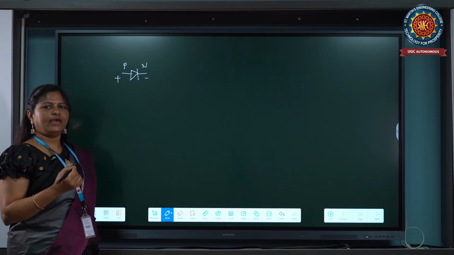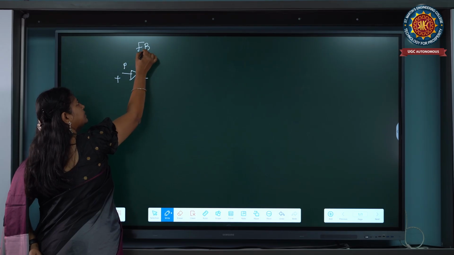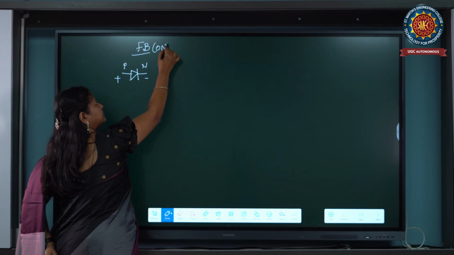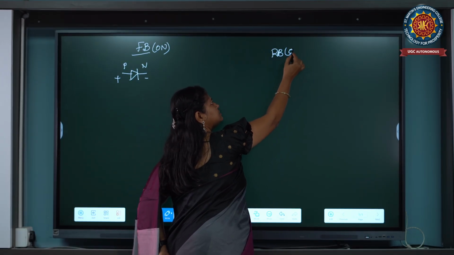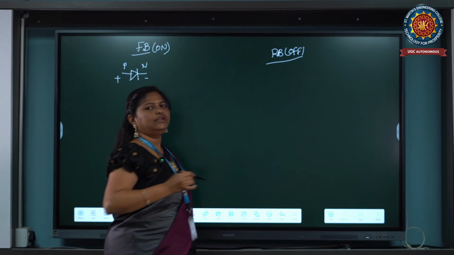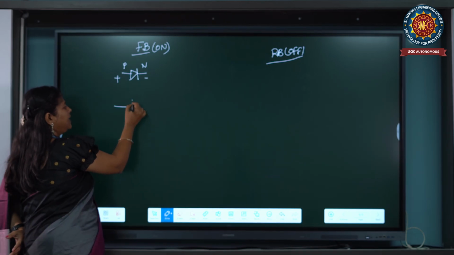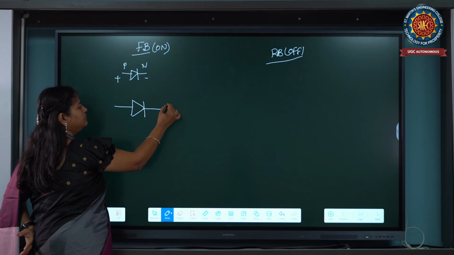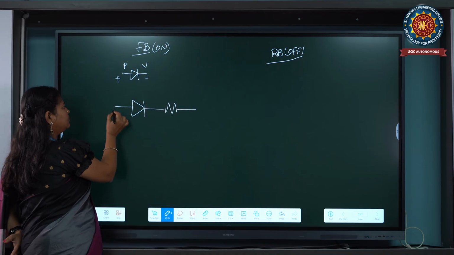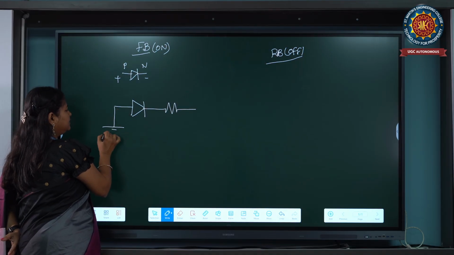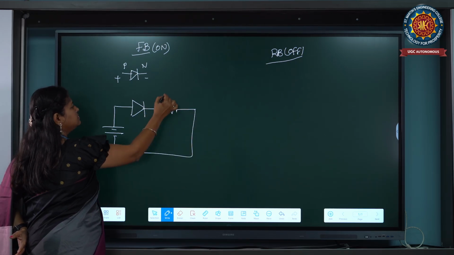So, to use a diode as a switch, first we need to operate it in forward bias condition to act as an on switch, and in reverse bias condition to act as an off switch. The on switch offers low resistance and the off switch offers high resistance. For the on switch, we take one diode and connect it to a resistance. Forward bias means the positive terminal of the diode is connected to the positive terminal of the battery and the negative terminal of the diode is connected to the negative terminal of the battery, with the resistance in the circuit.